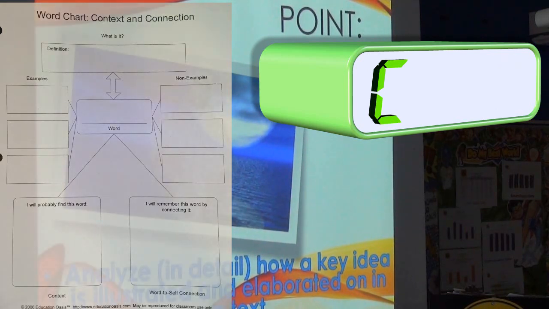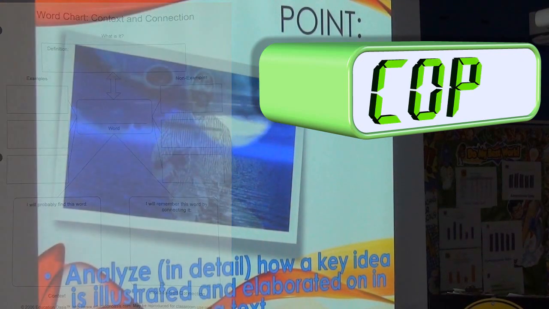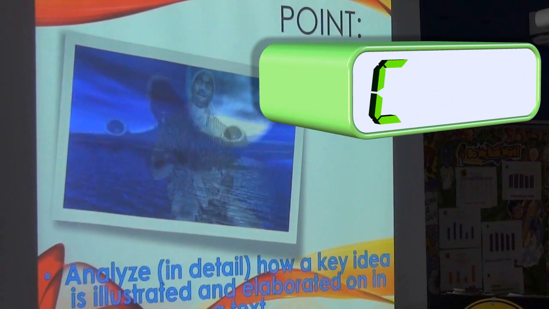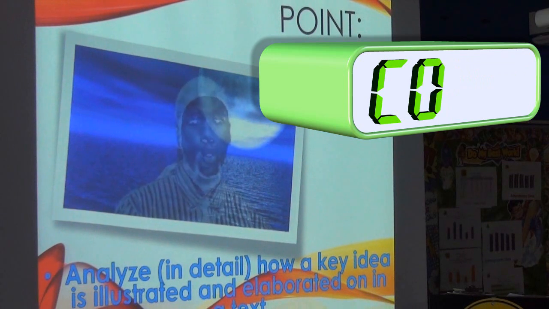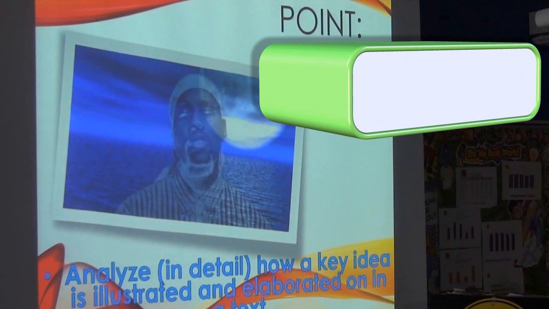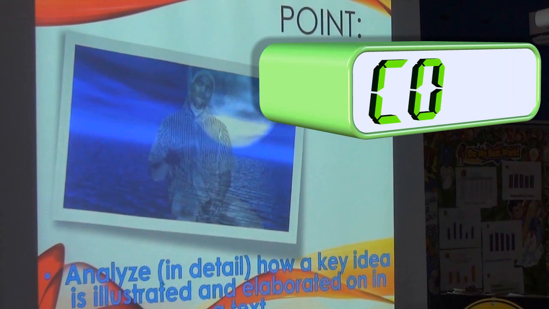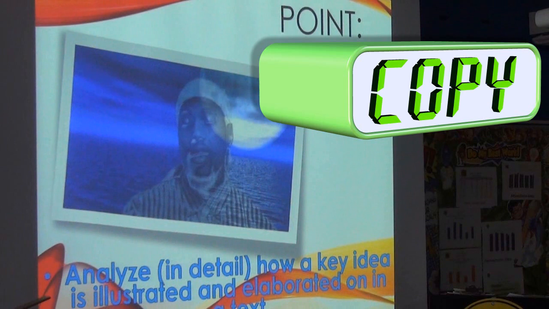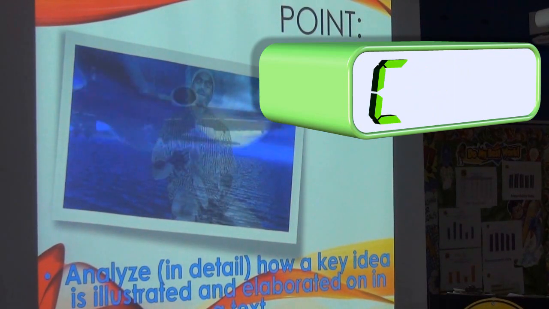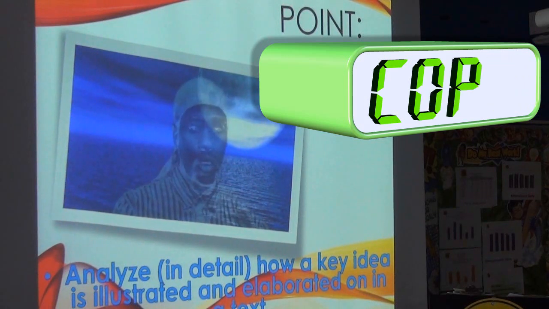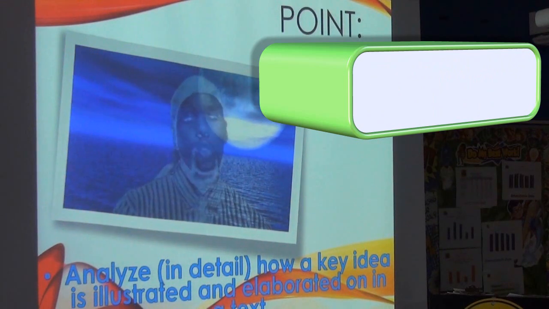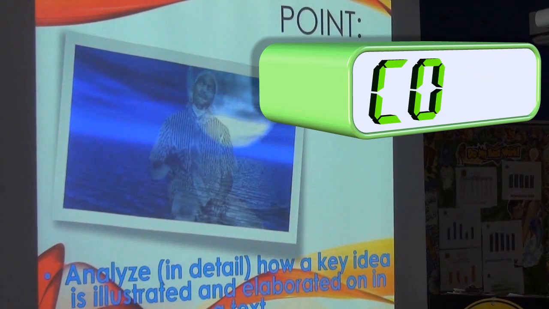So the objective says what? In detail, how a key idea is illustrated and elaborated on in a text. Yeah, so you're putting it right up under the title. So thank you, Jalen. We are going to analyze. To analyze means we're going to think very, very deeply about and figure out what makes it what it is. We're going to study it and figure out what it is in detail.